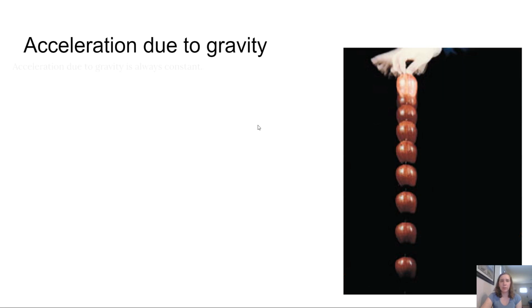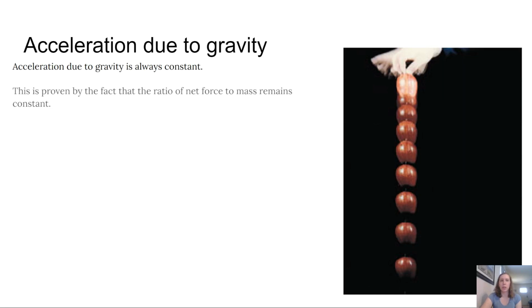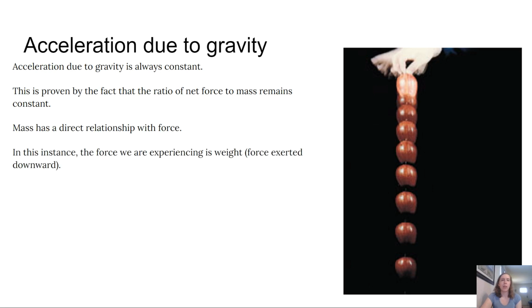Acceleration due to gravity is always constant. It's proven by the fact that the ratio of net force to mass remains constant. We can prove that mathematically. Mass has a direct relationship with force. In this instance, the force we are experiencing is weight, force exerted downward.